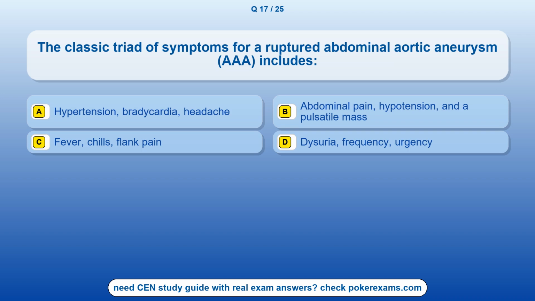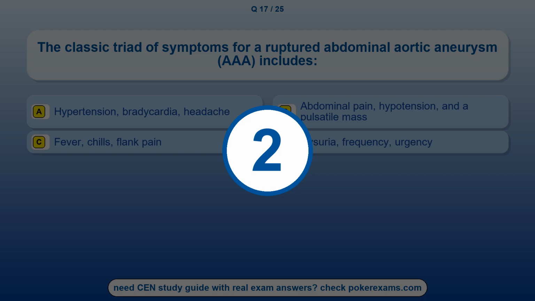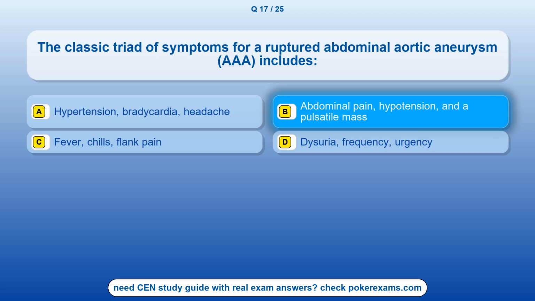Question 17. The classic triad of symptoms for a ruptured abdominal aortic aneurysm, AAA, includes: Option A, hypertension, bradycardia, headache. Option B, abdominal pain, hypotension, and a pulsatile mass. Option C, fever, chills, flank pain. Option D, dysuria, frequency, urgency. The correct answer is option B, abdominal pain, hypotension, and a pulsatile mass.